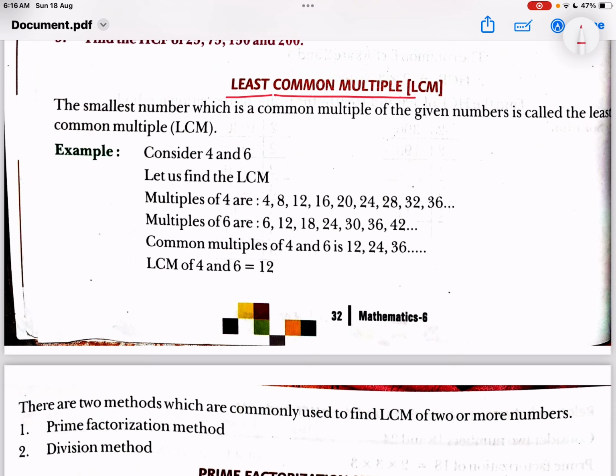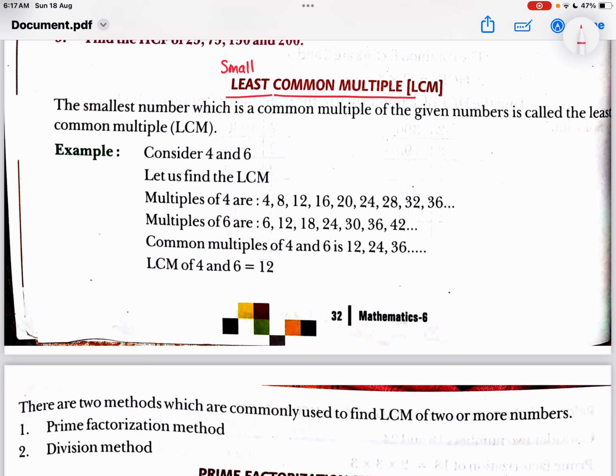So least means the smaller, the small. Common means whatever value which is common in both. And multiple is, I have told you what is the multiple and what is the factor. So least common multiple between at least two numbers, we have to learn how we can find. So this is the topic where we have to find the LCM of the minimum two numbers, because LCM can be found only if at least two numbers are given.